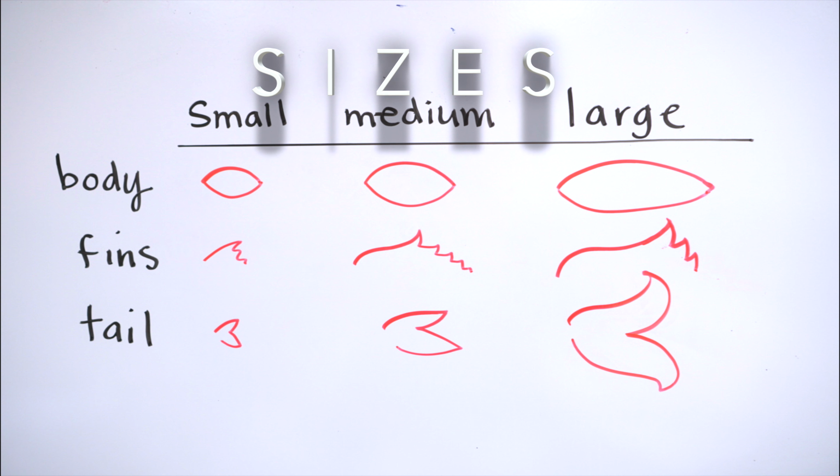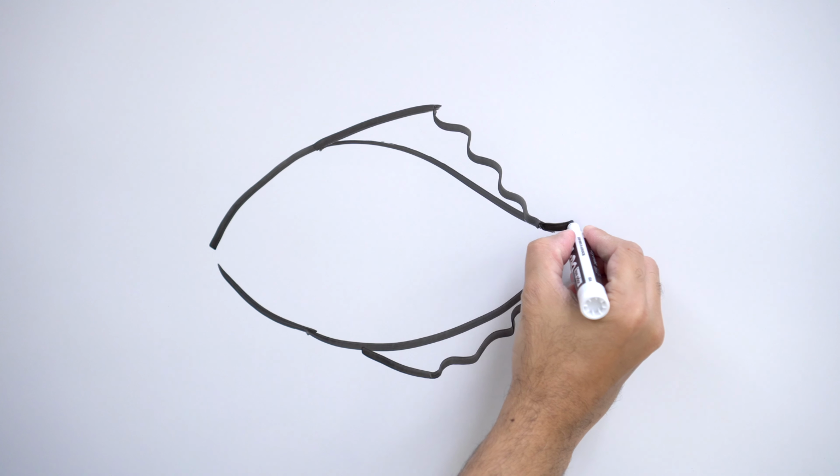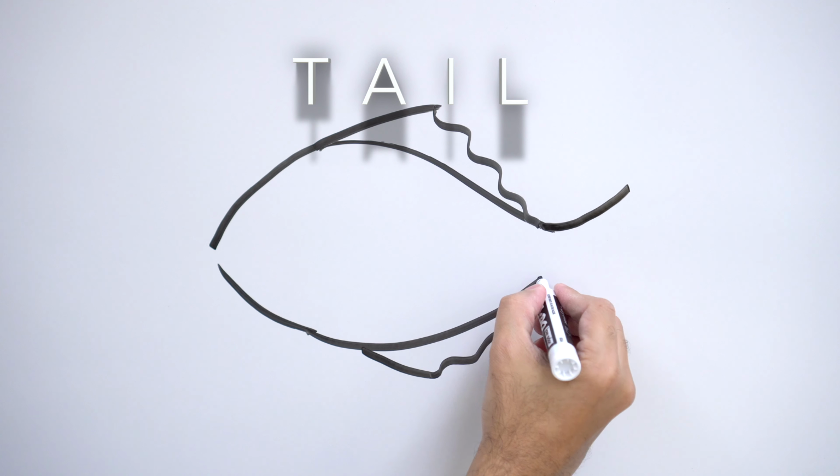I'm going to start with the body. I'm just going to make like this medium-sized body. For the dorsal fin, I'm just going to make a little curve and add some curvy lines all the way to the end of the body. Dorsal fins are actually pretty big. I'm going to do the same for the bottom. You guys could do any type of line you want for the dorsal fins.